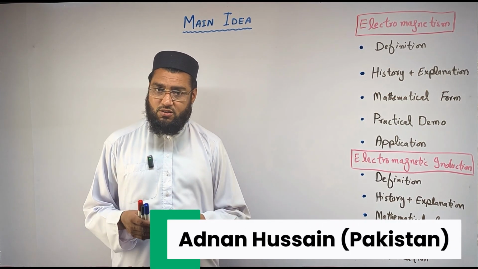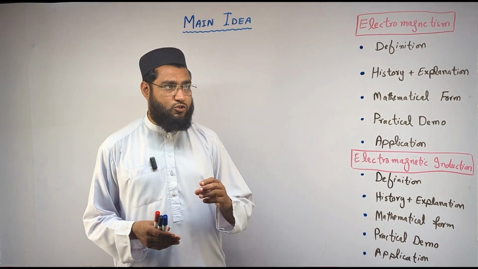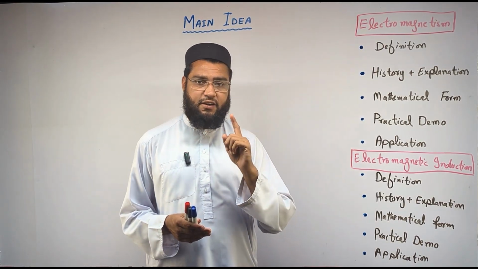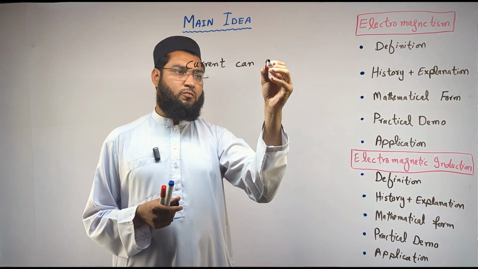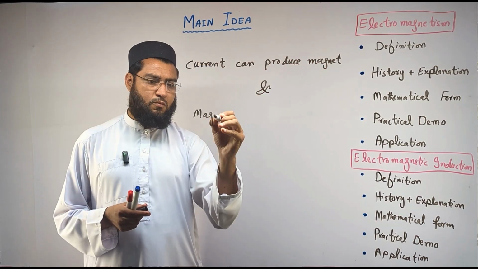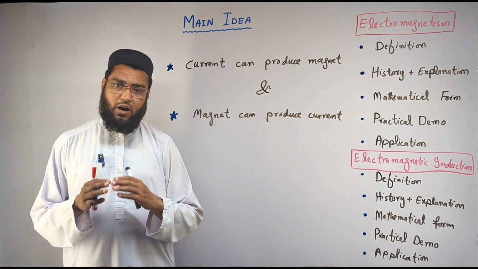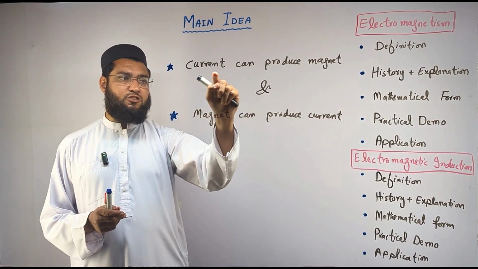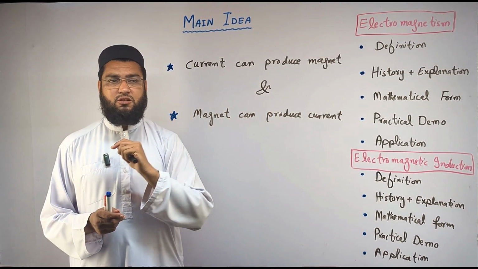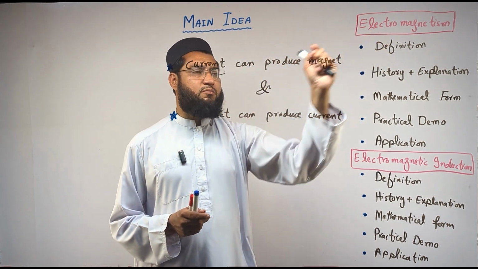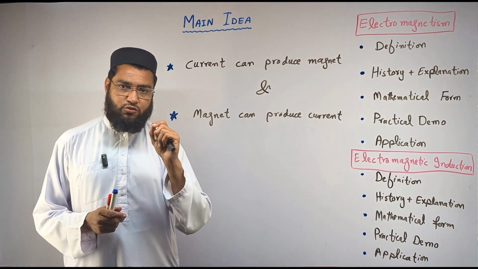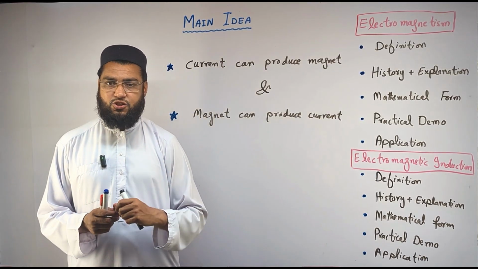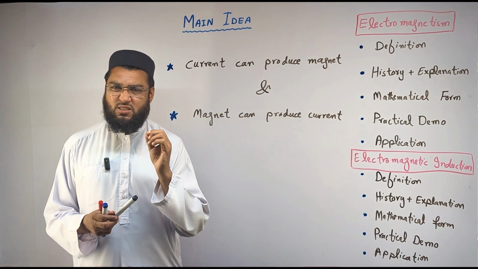This is my short demo class in which I want to discuss the topics electromagnetism and electromagnetic induction. I write the main idea in very simple lines. Current can produce magnet. This is called electromagnetism. Magnet can produce current, and this phenomenon is known as electromagnetic induction. How is it possible? Stay for a while.